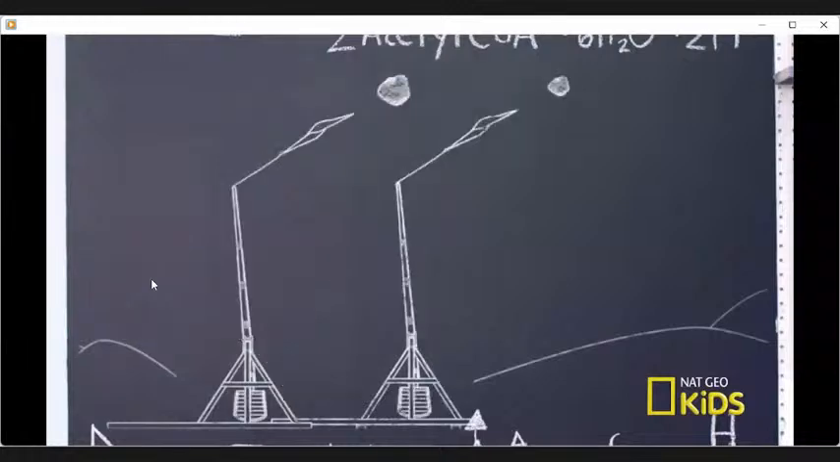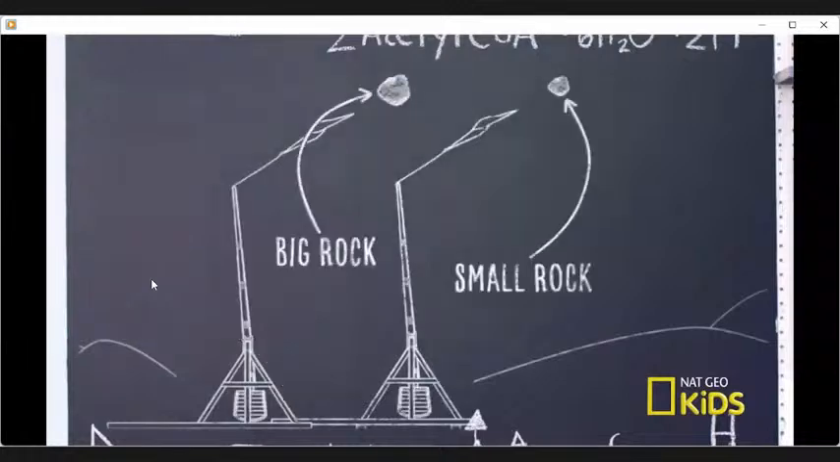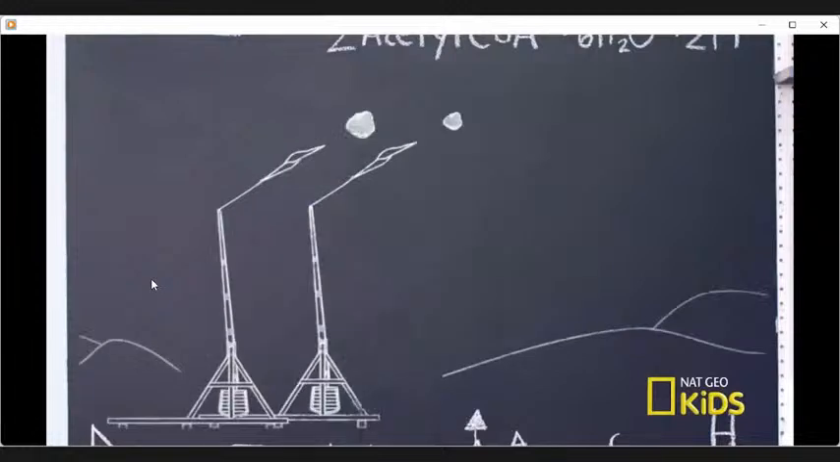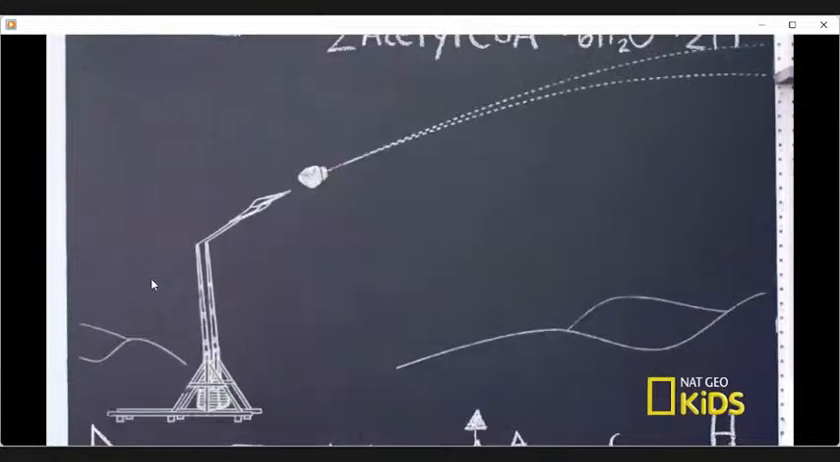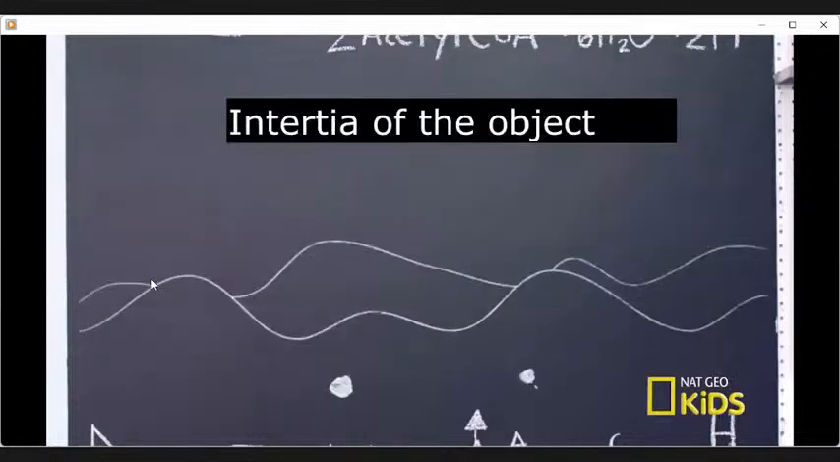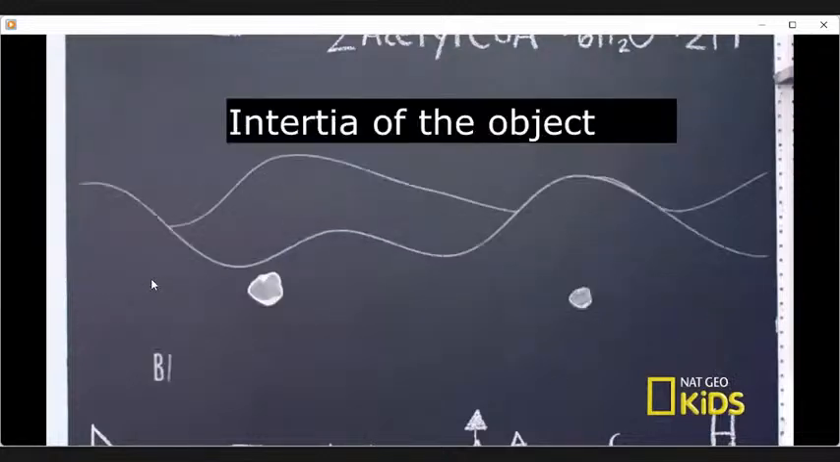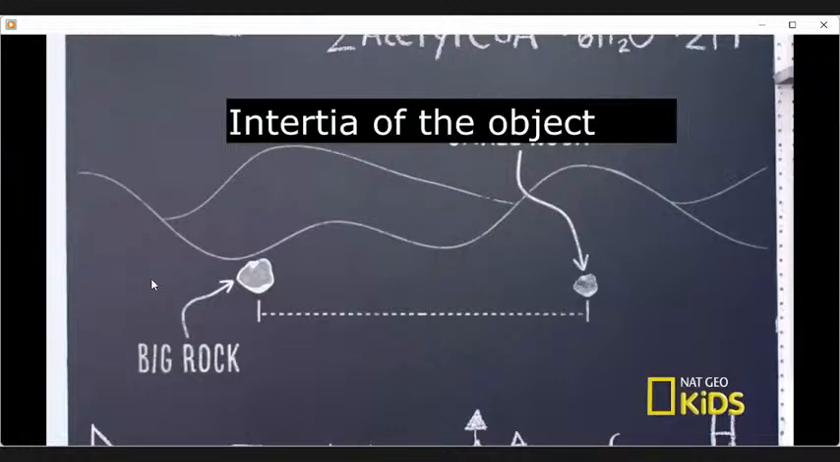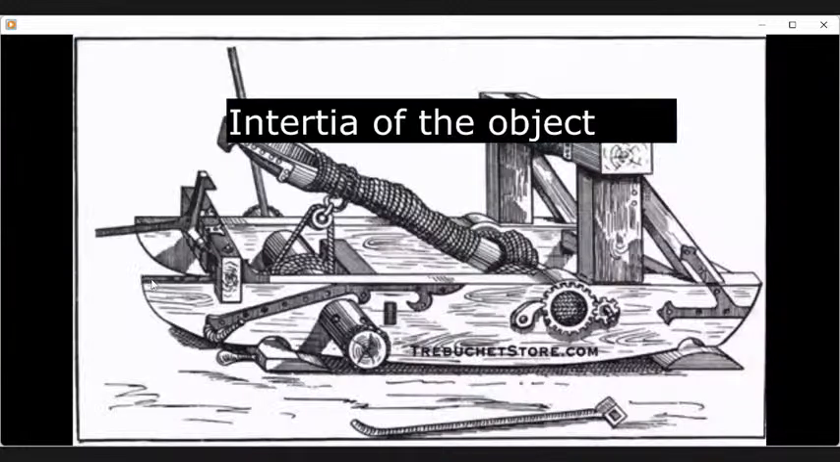So how does the mass of an object affect this? The heavier the object, what do you think? The big, heavy rock and the small rock, which one will go further? Let's see. Oh, the small rock will go further because of the inertia of the object. The big rock will have more inertia.